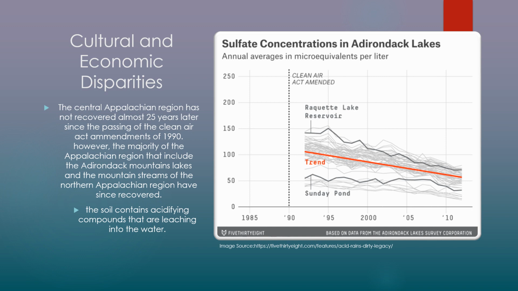Okay, so we're going to look at the cultural and economic disparities. And as you can see in the picture, the sulfate concentration in the Adirondack Lakes have slowly declined over the 25 years. And in the central Appalachian region, there's not really been a change. And we'll go on to the next slide.